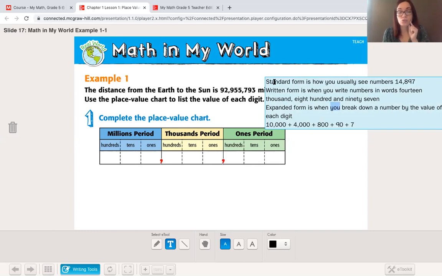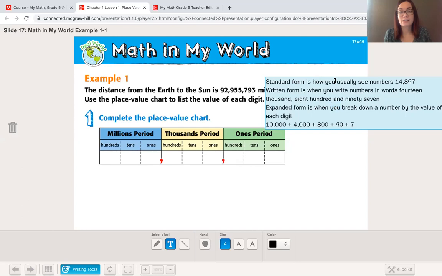These are things that you have worked with before, especially standard and written form. The numbers are just going to be a lot bigger because now we're in 5th grade. And actually, as you move up in grade levels, you usually move up a period. So in kindergarten and 1st grade, you work in the ones period. In 2nd and 3rd grade, you work with the thousands period. And then in 4th and 5th grade, you go to the millions and the billions period.